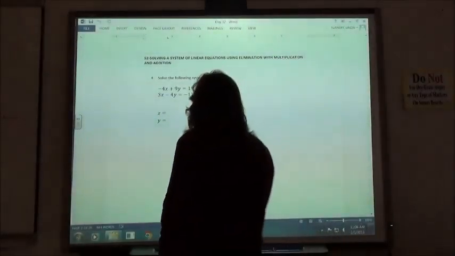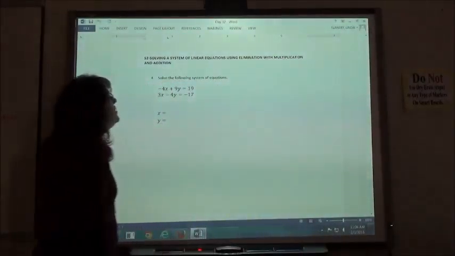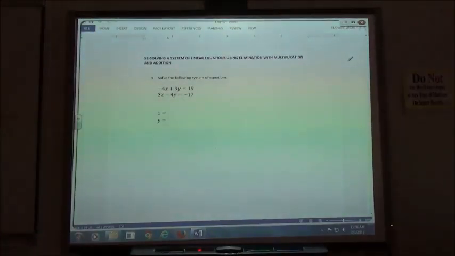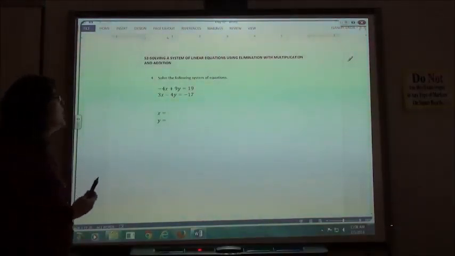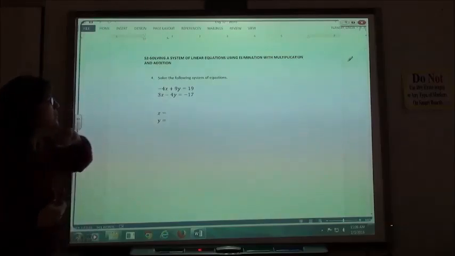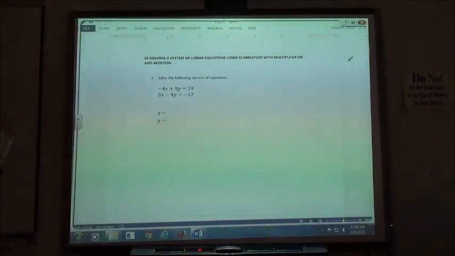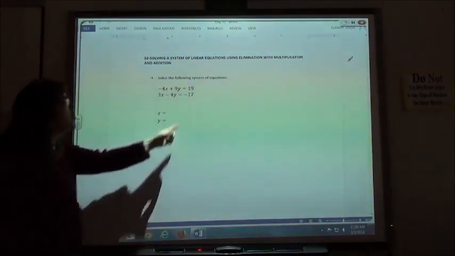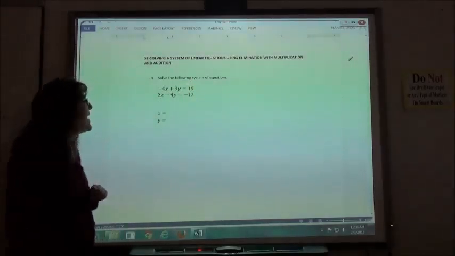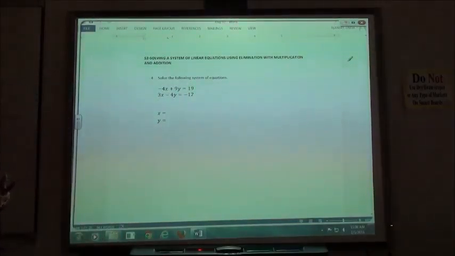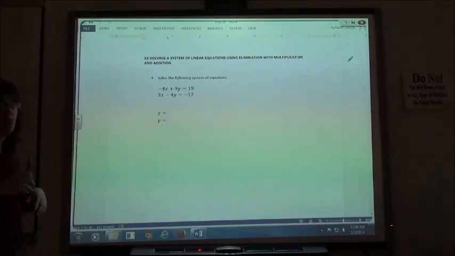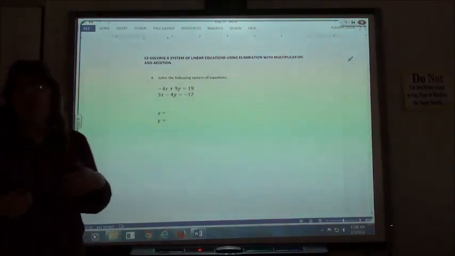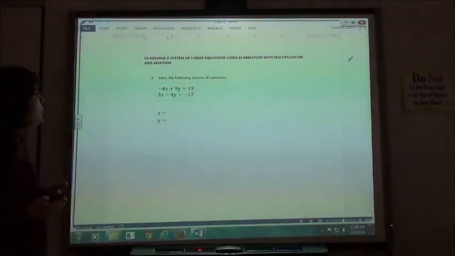Second kind here, solving a system of linear equations using the elimination with multiplication and addition. So on these ones, normally you have your equations in what's called standard form, with both the x and the y on the same side, your constant term being on the other side. Your goal is to make opposites either in front of the x's or the y's. It doesn't matter. What you want to do is look for the least common multiple.